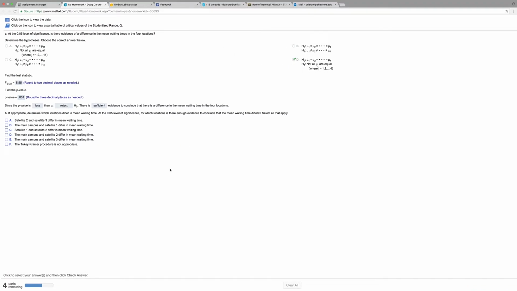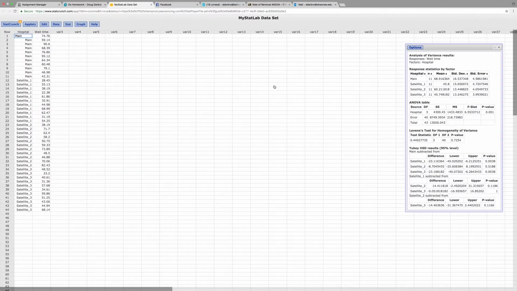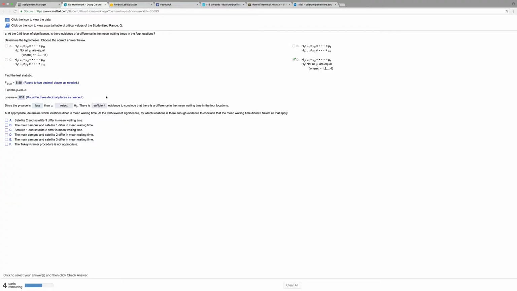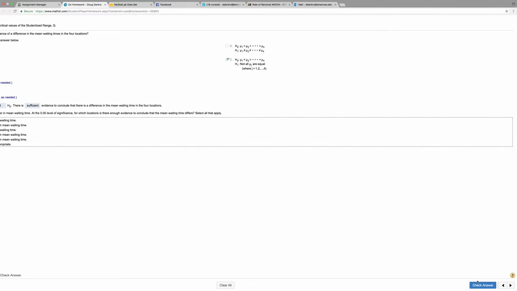All right, if appropriate, determine which locations differ at the 0.05 level. Well, when we go to our post-hoc, we can see that the main and satellite 1 are significant. The main and satellite 3 are significant. And that's it. So the main and 1 and the main and 3. All right, that should be it.